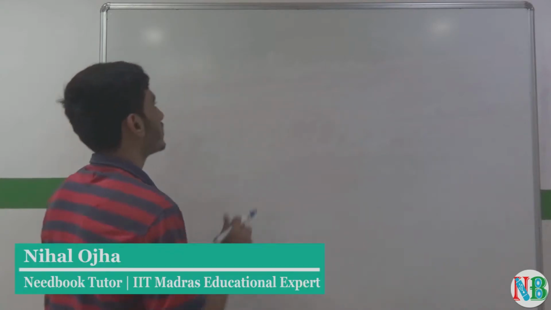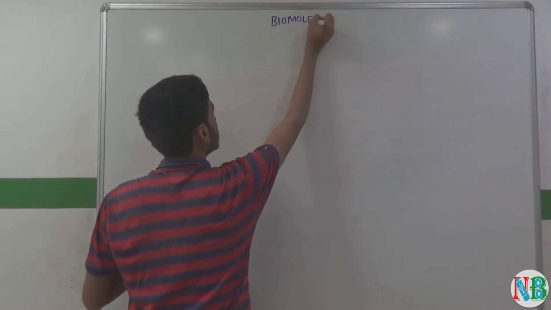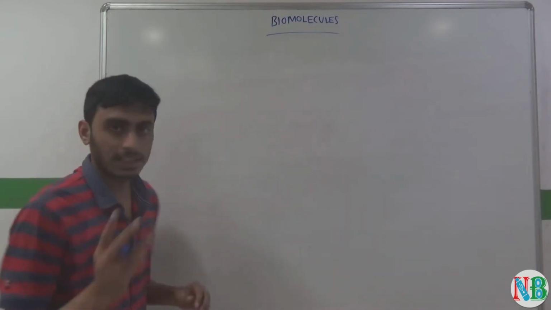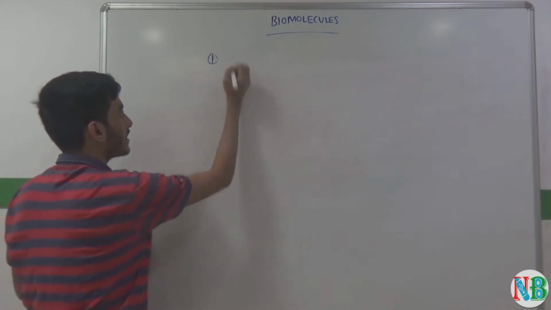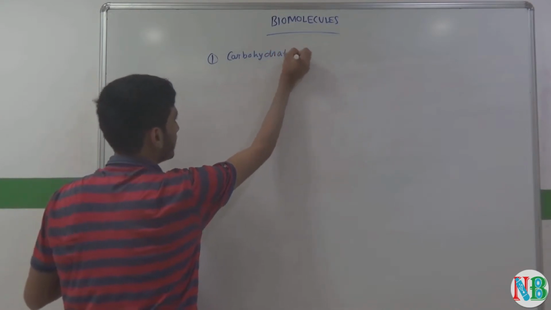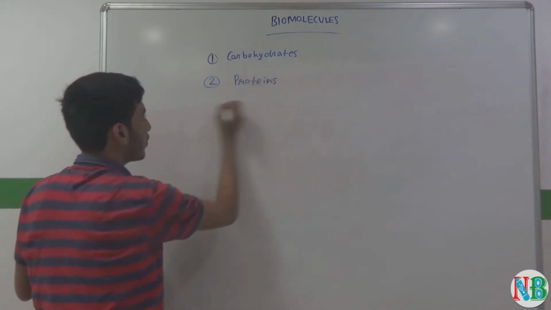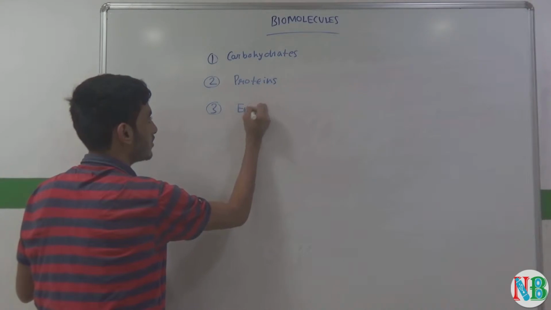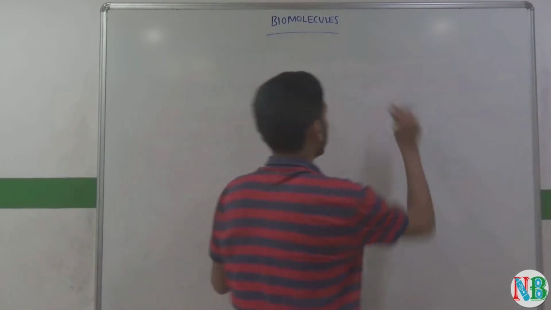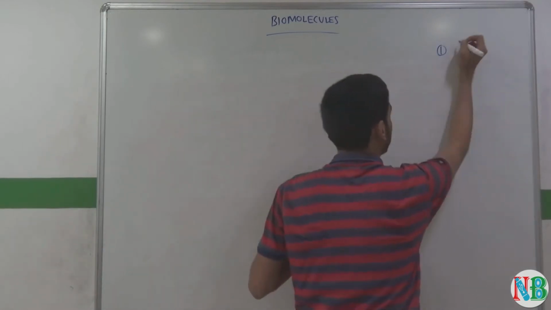So friends, we are here to learn more about the chapter on biomolecules. In this chapter we have to learn about three main subtypes. They are carbohydrates, proteins and enzymes. In this class we have to learn about some of the terms under them.